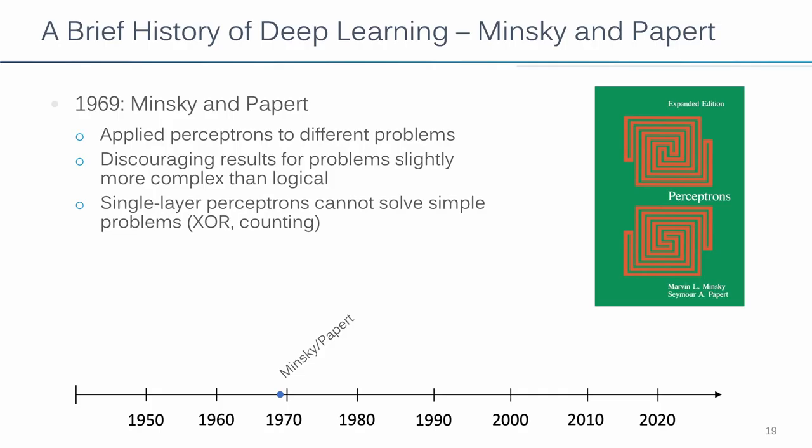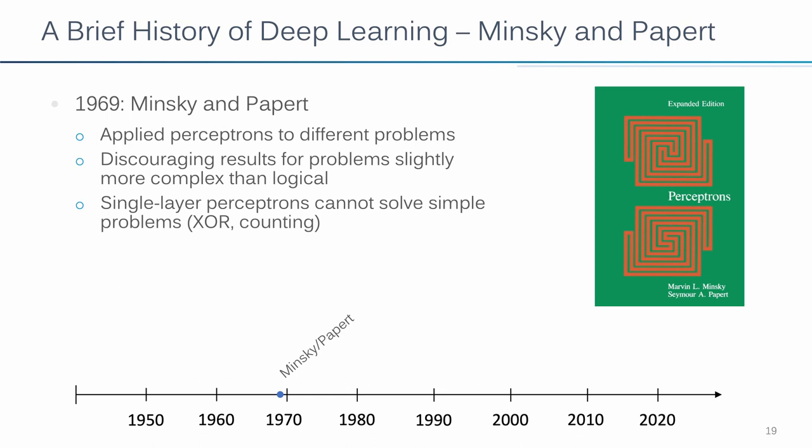a 1969 book found that this is actually not as useful as we thought. And there is a problem we will explore in the next lecture where this doesn't work. You might have heard of the XOR problem. It's a very simple logical problem, but the perceptron cannot really solve it. And that's a huge problem, because then more complex problems are difficult to solve.